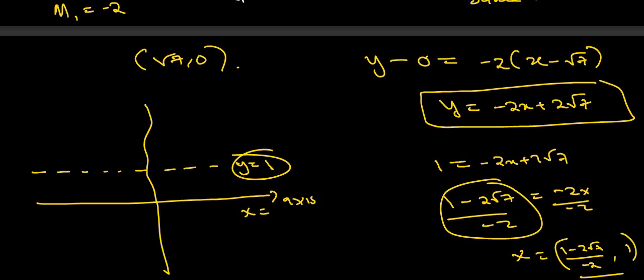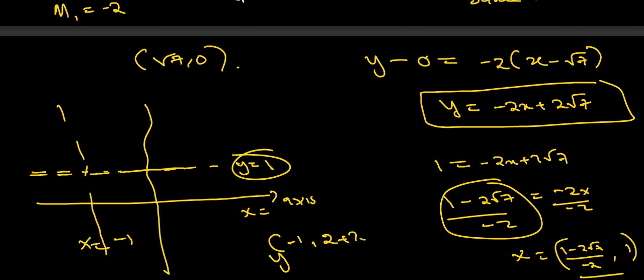Yes, any point, provided the line you are sketching is parallel to the x-axis. The same applies when you say the y-axis, x is equal to something. Let's say x is equal to negative 1, meaning where there's x we put negative 1. That's going to be 2 plus 2 root 7.